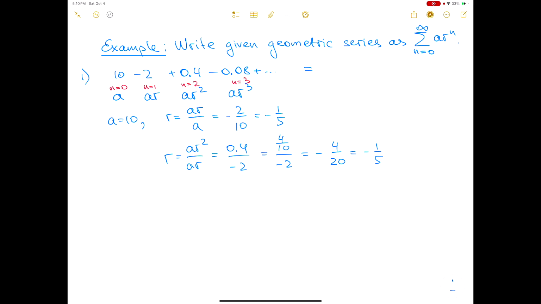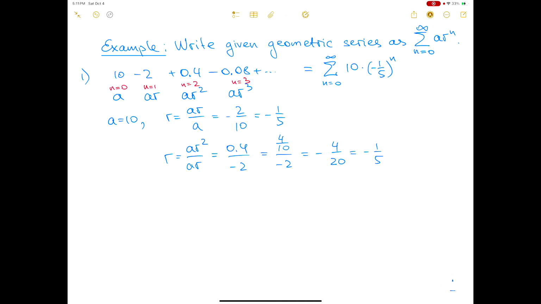Since we know a and r, we can now write this geometric series as a sum, as n starts from 0 to infinity, of a times r raised to the power n.